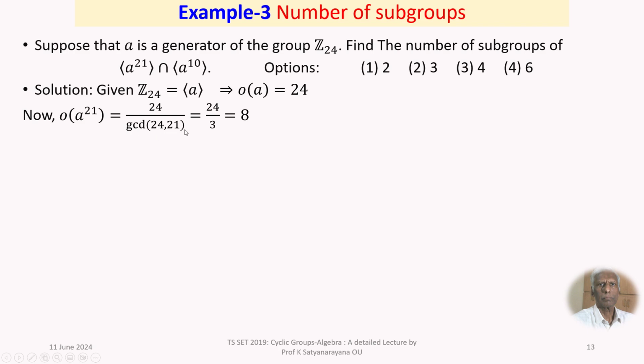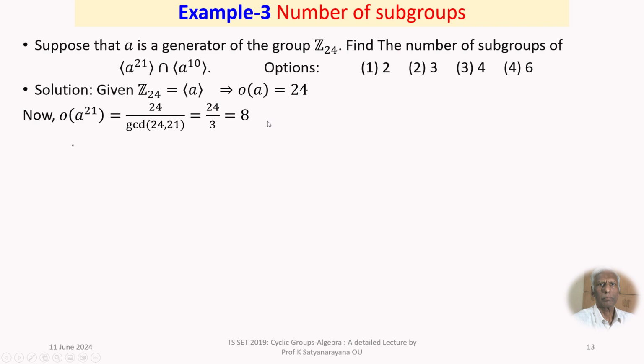K comma n or whatever it is. It is 24 by GCD of 24 and 21 is 3, that is 8. It is an 8 order element. Now get into Z24. Who is that element which is of order 8? It is a power a cube.